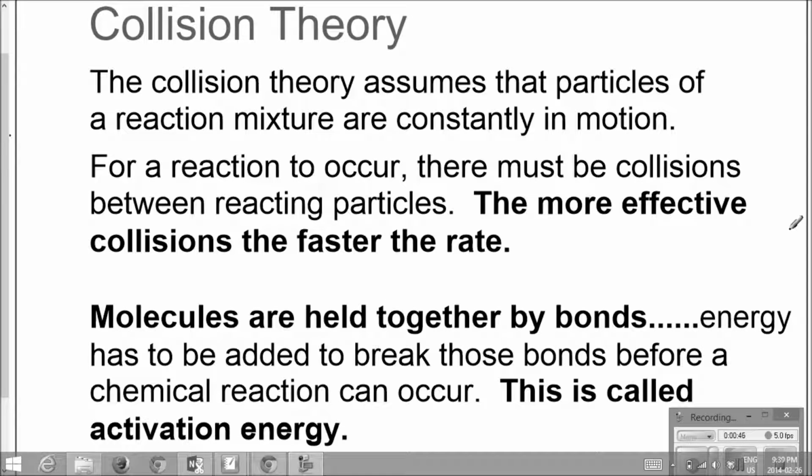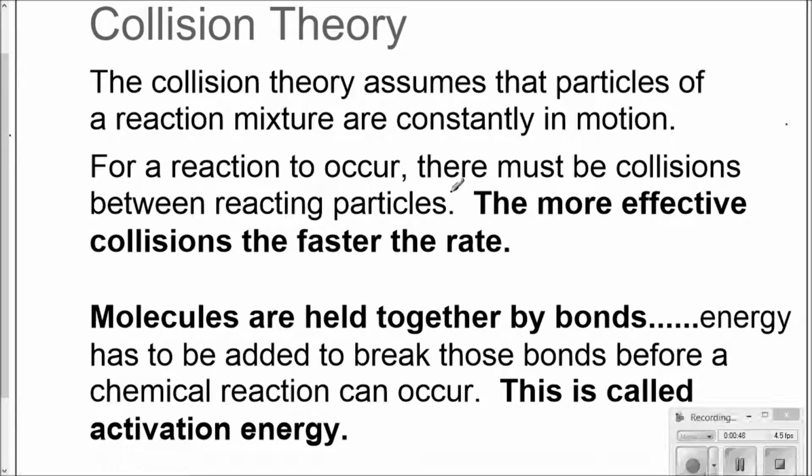So the collision theory assumes that particles of a reaction mixture are constantly in motion. They're moving around, whether you see them or not. You look at a beaker, you tell your lab partner it doesn't look like it's doing anything. Well, it is. It's moving around. For a reaction to occur, there must be collisions between the reacting particles. And the more effective the collisions are, the faster the rate.